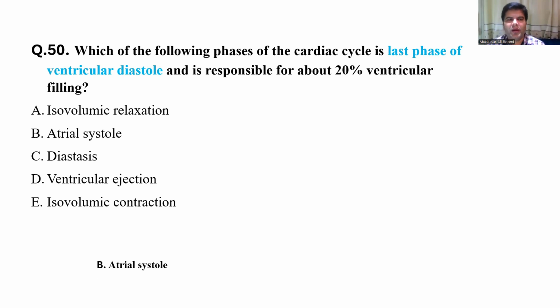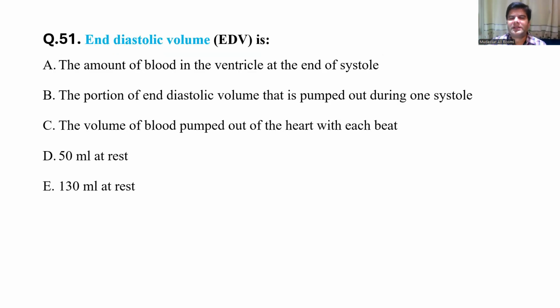atrial systole. The last phase of ventricular diastole is the contraction of atrium, also called atrial systole. This is responsible for 20% filling of the blood in ventricle. So it means that rest of 80% filling in ventricle is passive filling, which occurs during rapid filling phase and the slow filling phase.